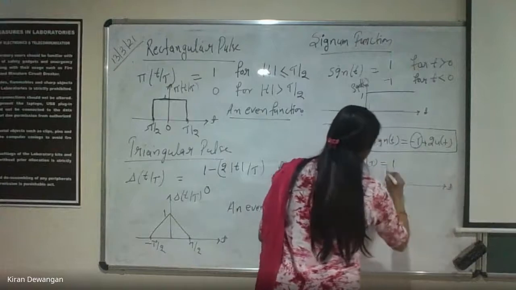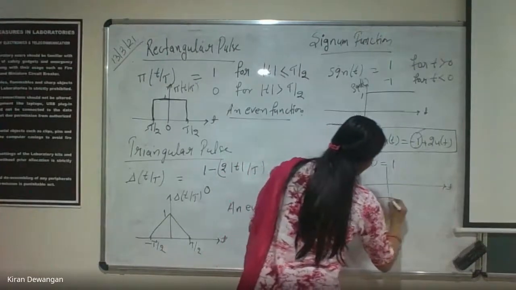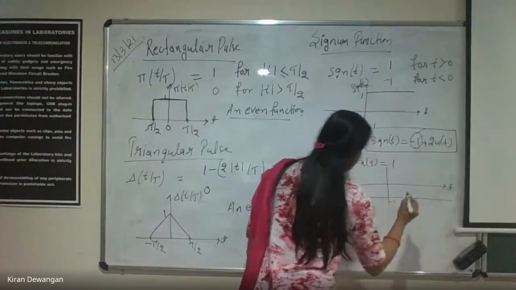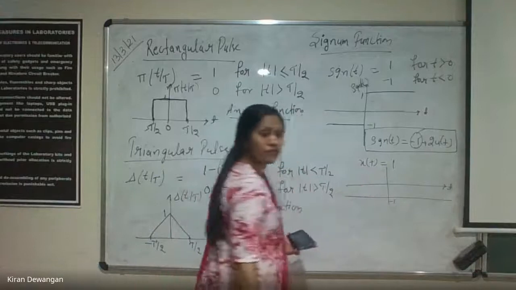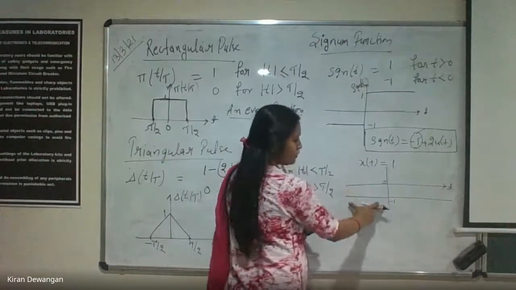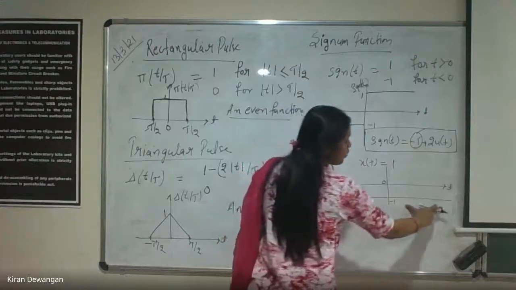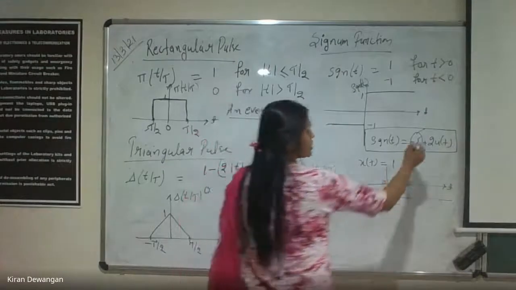This is t, and if I have to plot -1, it will be this. That is -1 at all the values of t. This is 0. So for negative values of t also it is -1, and for positive values of t also it is -1. So this is plotted.